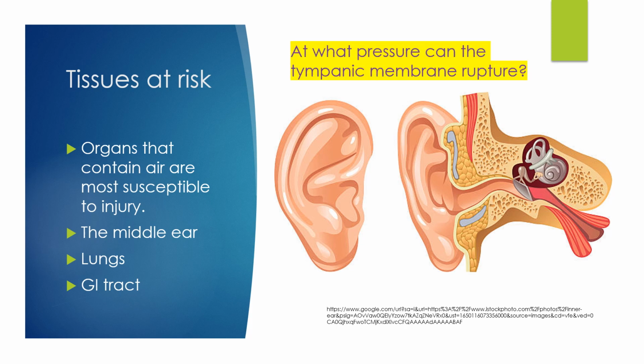At what pressure can the tympanic membrane rupture? 5 to 7 pounds per square inch above atmospheric pressure.